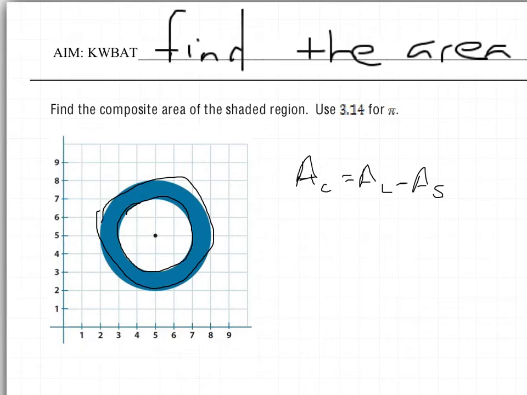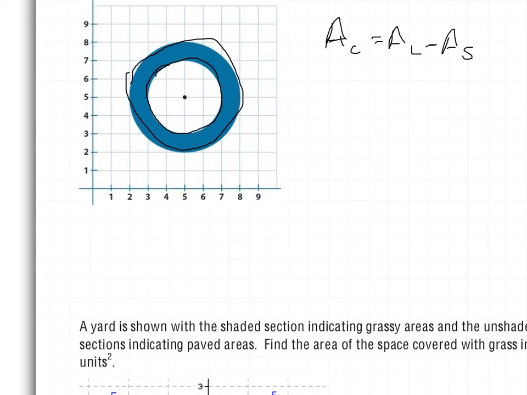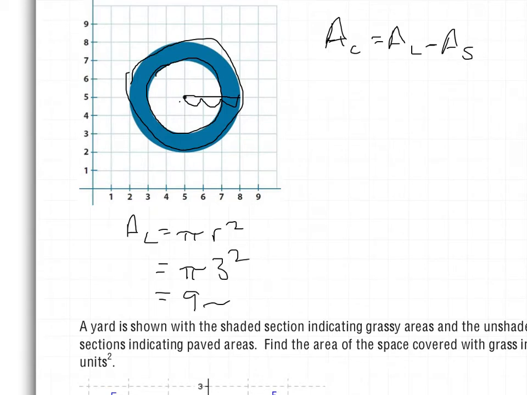So for my area for my large circle, there are a couple different ways we can do this. I'm going to do the areas independently. The area of the large circle is equal to pi times its radius squared. So for the area of the large circle, it's going to go from the radius all the way out here. And so I count that the radius is 1, 2, 3 units. So this is going to be pi times 3 squared. So the area of the large circle is 9 pi. I can write that into my equation, 9 pi.